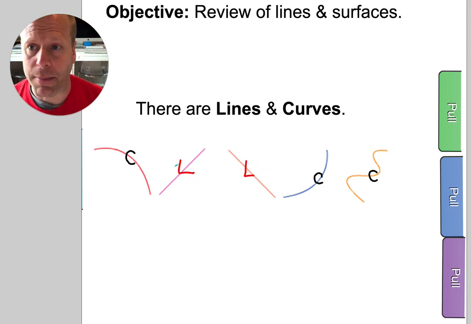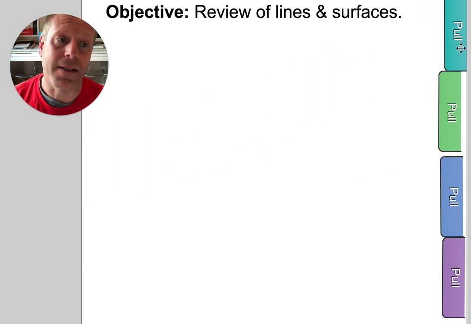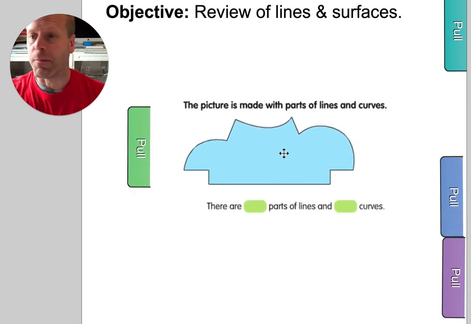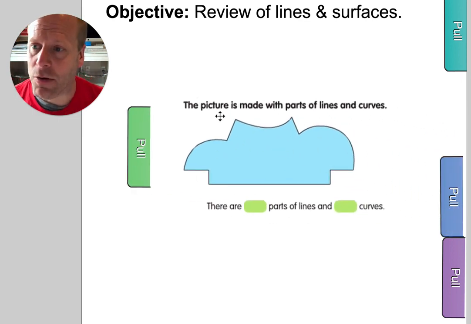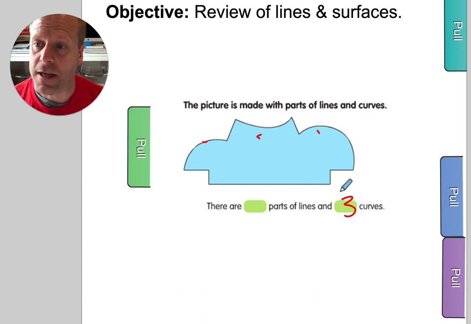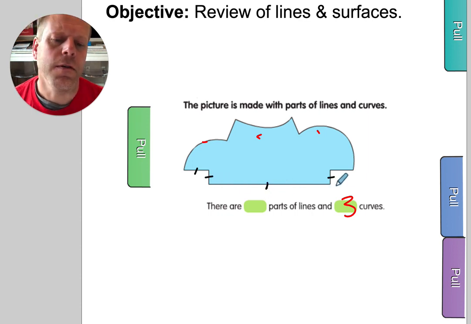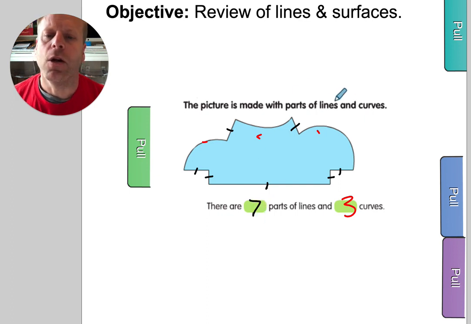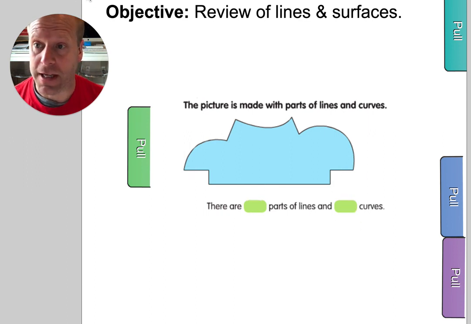So just a tip on the test today, I would love to see you keeping track of your lines and your curves. Here's a perfect example. If you just try to count as you go, you might miss one. One, two, three. The curves are easy. But when it's time for the lines, you might miss one of these little lines that are on the picture, right? So it makes sense to mark them. 1, 2, 3, 4, 5, 6, 7. Get them all, right? You'll have to count the lines and the curves on your test today.